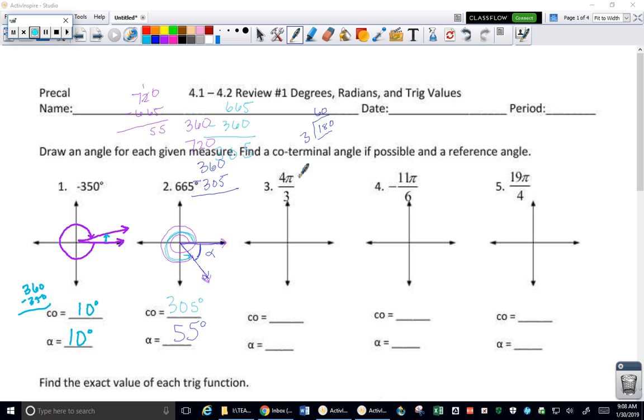So every pi over 3 will be 60 degrees. So here is 0. I'm going to come up to 60 degrees. There's 1 pi over 3. Here's another 60 degrees, 2 pi's over 3. Here's another 60 degrees, 3 pi's over 3. And down here is another 60 degrees where 4 pi over 3 lives. So this would be the angle from our positive x to the 4 pi over 3 direction.